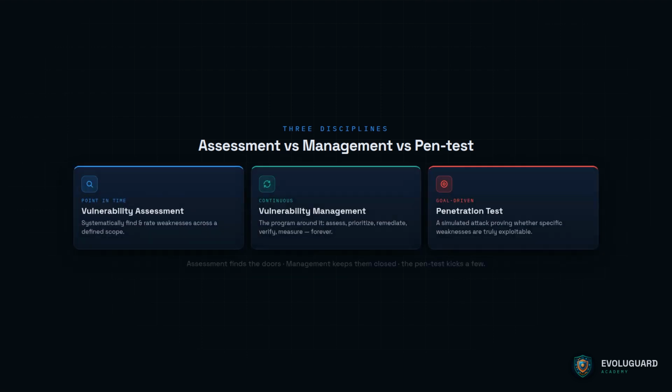Why does the distinction matter? Because a scan is not a program. Plenty of companies buy a scanner, generate a 10,000-line report, and call it vulnerability management. 6 months later, nothing's fixed, and the report is bigger. We're building the program. The assessment is one chapter inside it, but the program is what actually reduces risk.